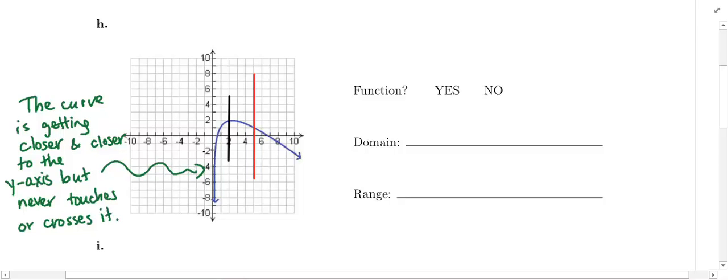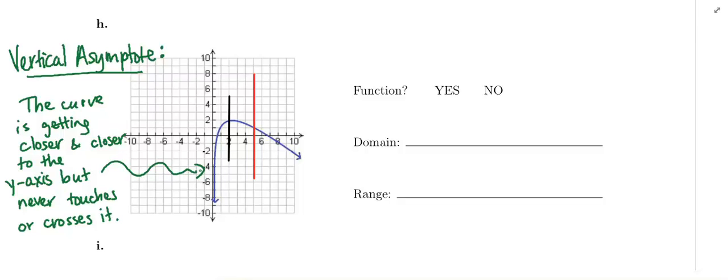So this feature of the blue curve is called a vertical asymptote. Again, that just means, in this case, a vertical line. The y-axis is a vertical line that this blue curve is getting closer and closer to. It never touches it or crosses it.